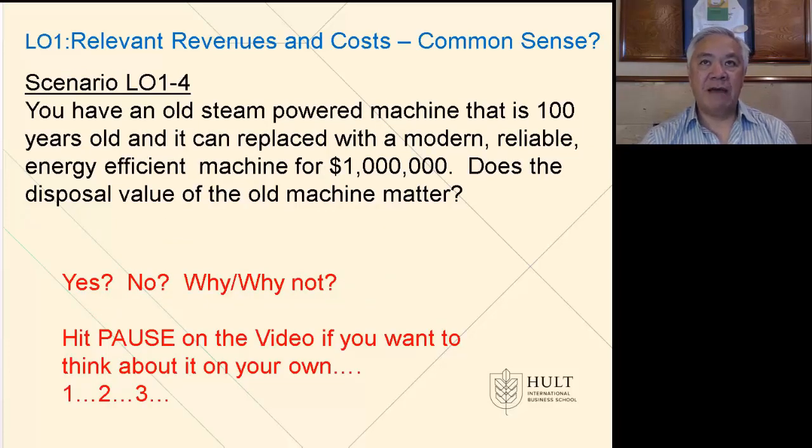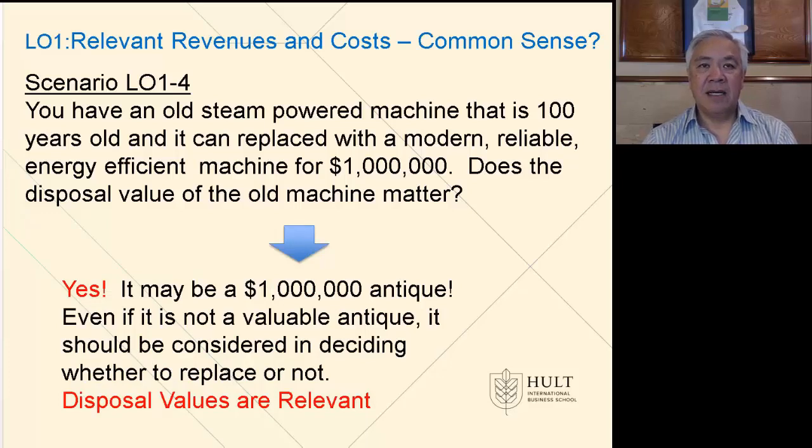The fourth scenario is you have an old steam-powered machine that is 100 years old, and it can be replaced with a modern, reliable, energy-efficient one for $1 million. Does the disposal value of this old machine matter? Again, if you want to pause and think about it, do so. If not, I will move forward in 1, 2, 3. All right, the answer is yes. It may not be a $1 million antique, but it's important for you to know what you can get for disposing of the machine. So disposal values of equipment in decisions are always relevant.